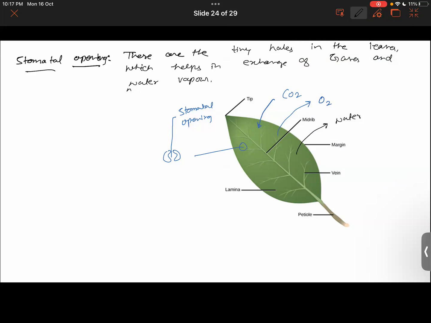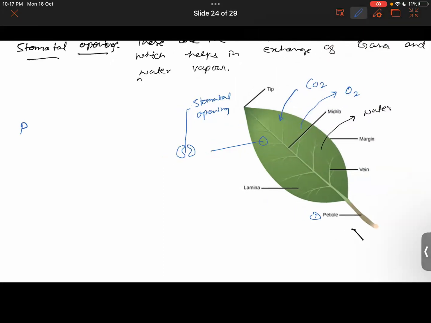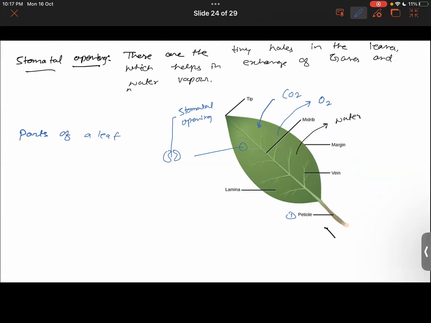Namely, they are petiole. See this one, the first one, parts of a leaf. So there are different parts of the leaf. First, the petiole. Petiole is nothing but the stalk via which the leaf is joined to the plant. Okay, समझ पा रहे हैं आप?